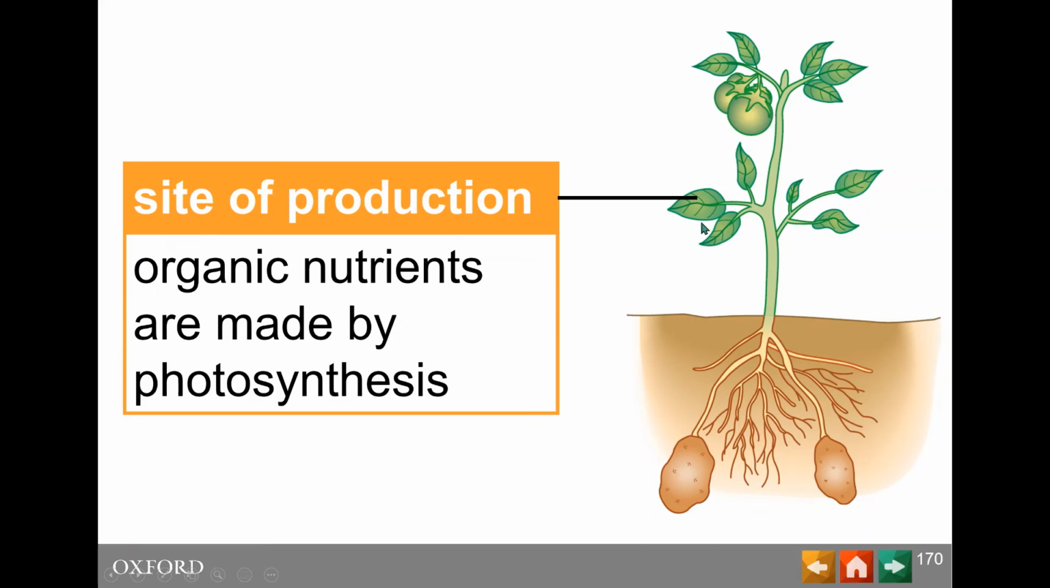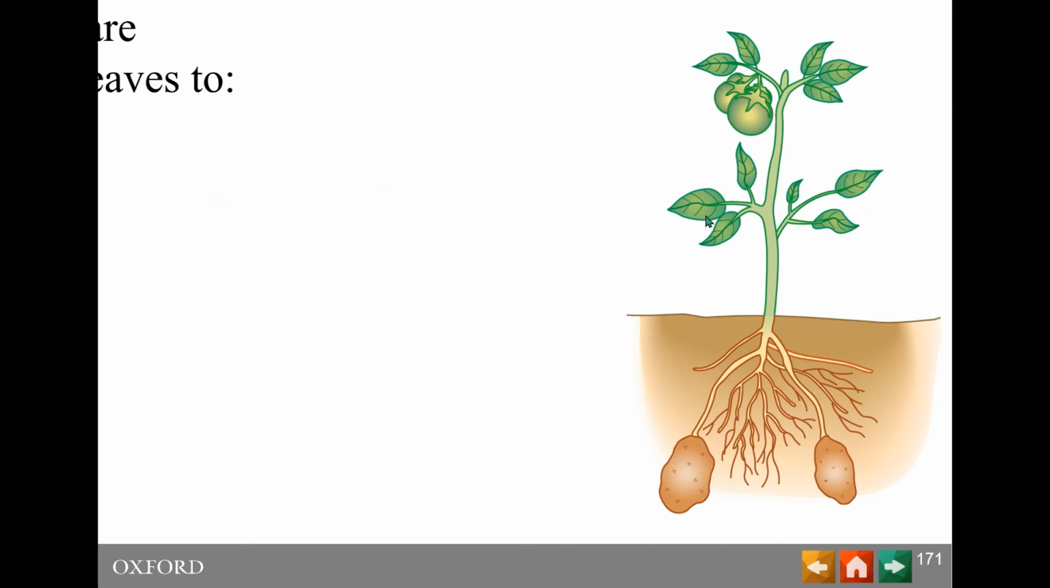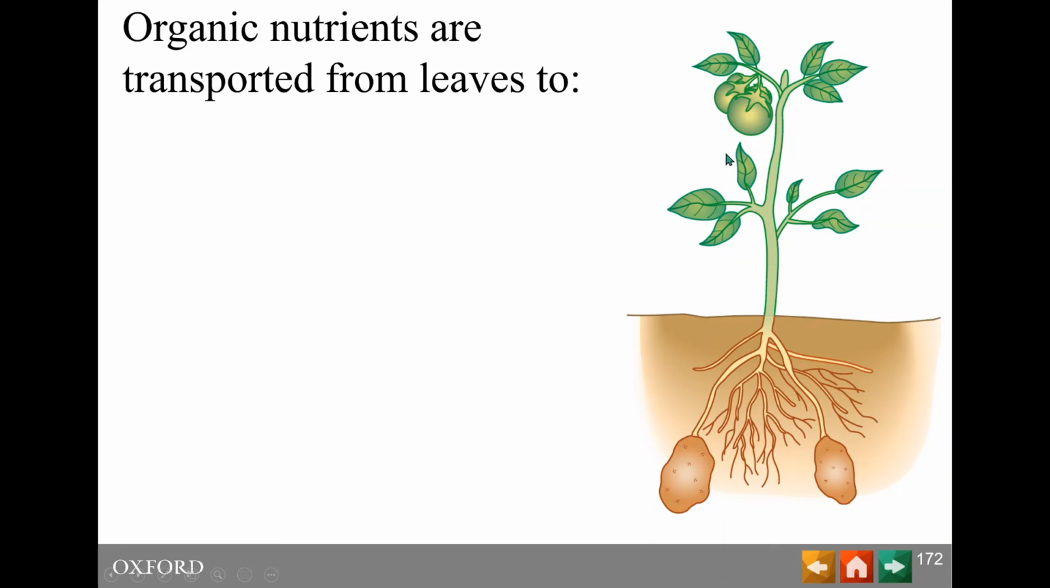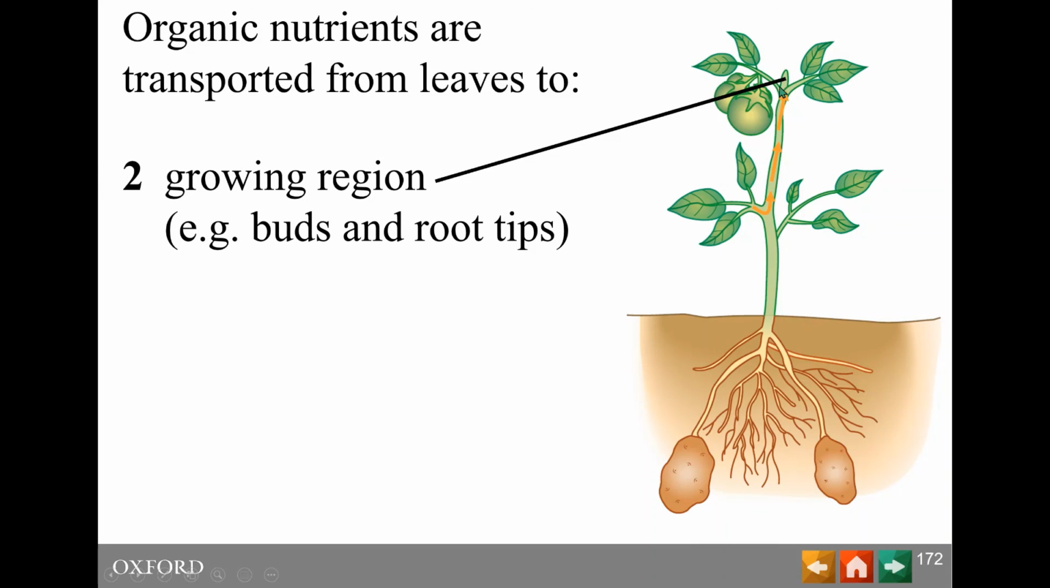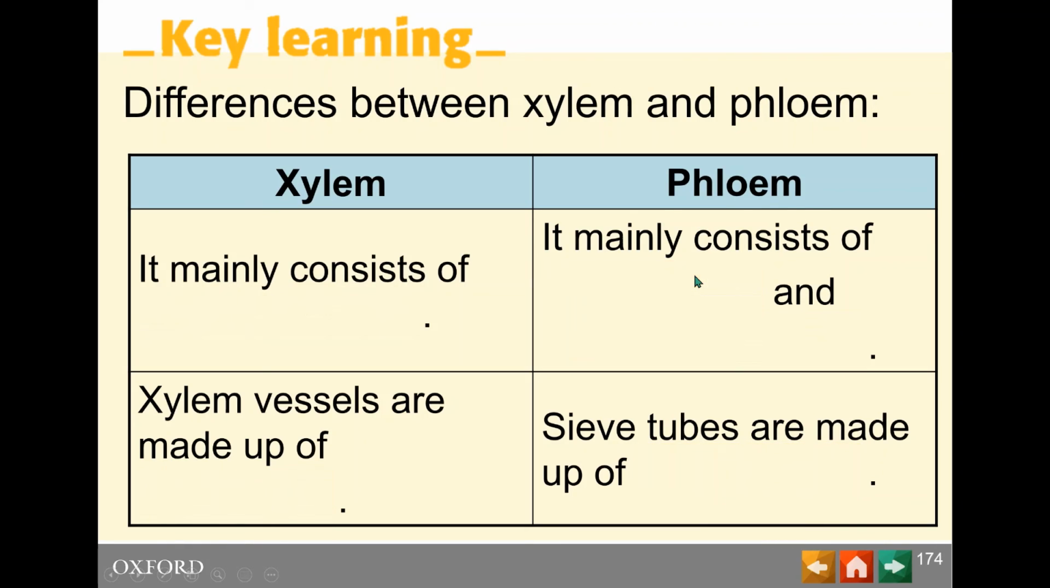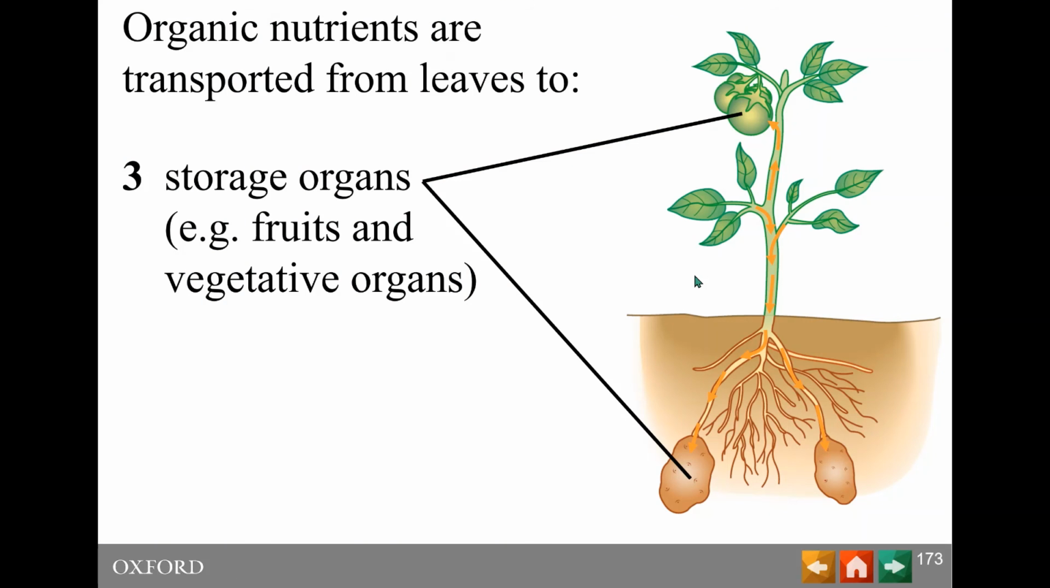Usually we have a site of production, which is the leaf, where they carry out photosynthesis. Then the organic nutrients can be transported to other parts, for example, the growing regions, such as the buds or the root tips, which need organic nutrients to grow. Or the organic nutrients can also be transported to the storage organs, such as fruits and vegetative organs. All right, so I think this is the end of the teaching part.